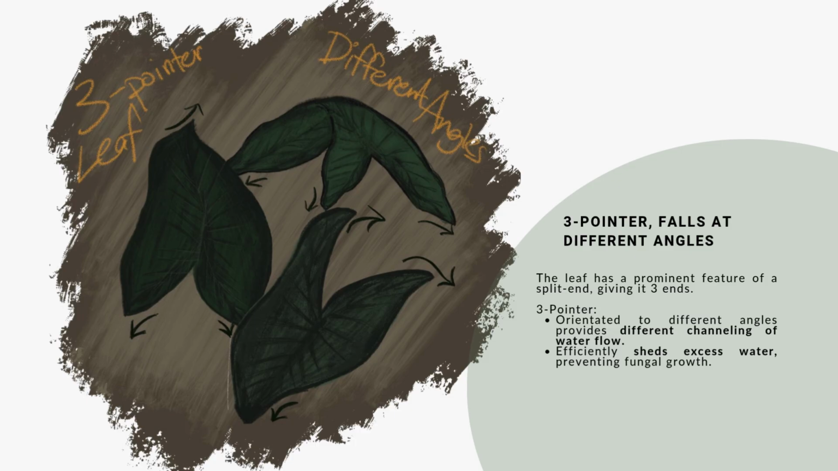One of the first few key features that intrigued me about the plant was how it grows into different angles, some of which can be extremely straight with one or two points facing down, or simply flat with three points facing down, as you can tell from my visual over here. This orientation of different angles provides different points of efficiently channeling the water off the leaf.